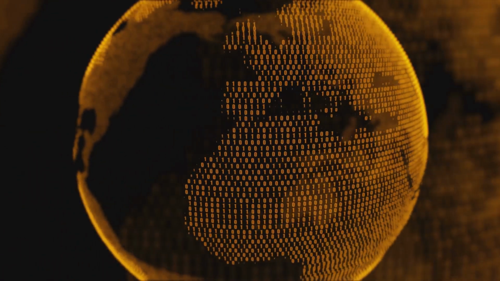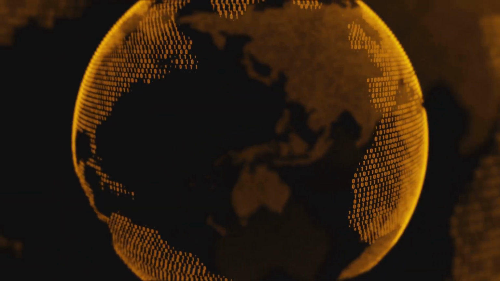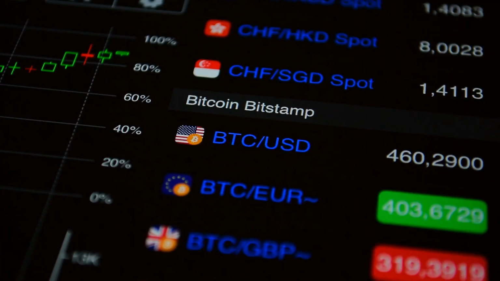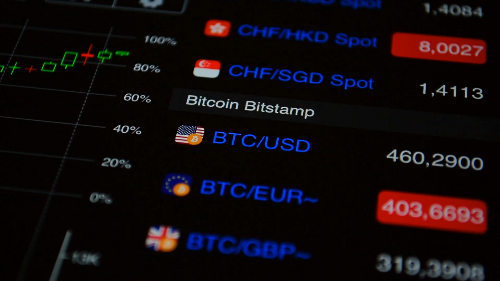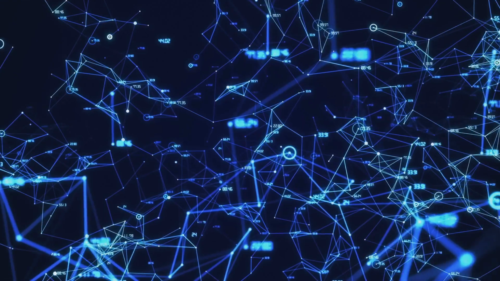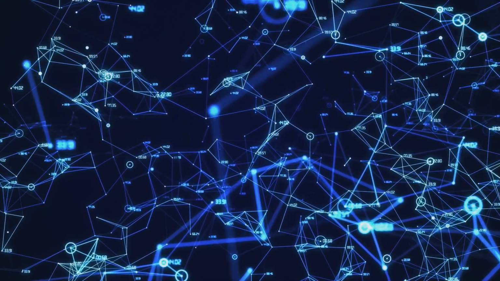In an interconnected world, data flows across borders. This presents challenges for financial institutions. They must navigate complex regulations. These regulations protect sensitive financial information. Digital platforms complicate the landscape.